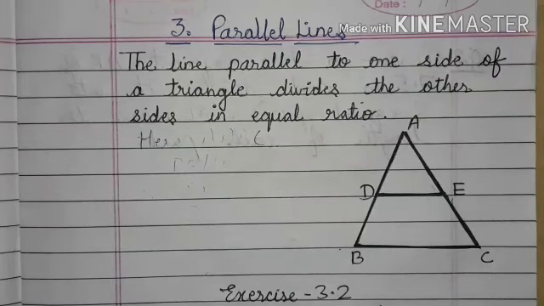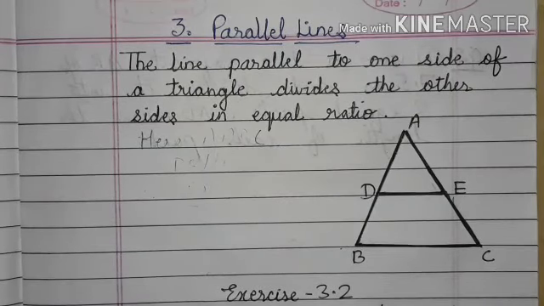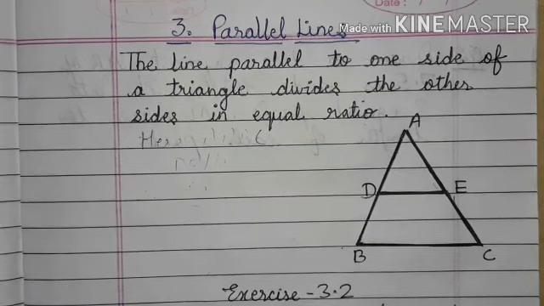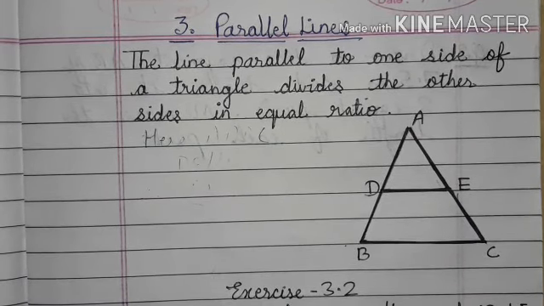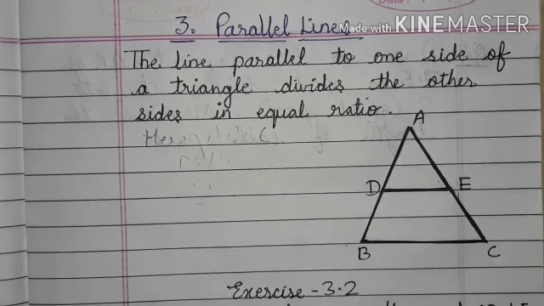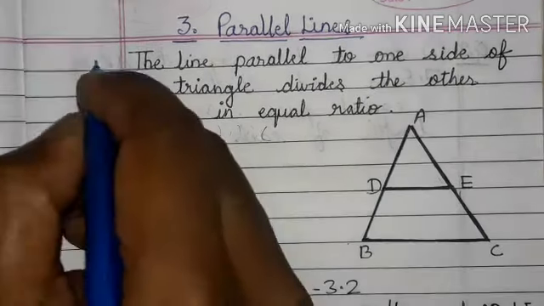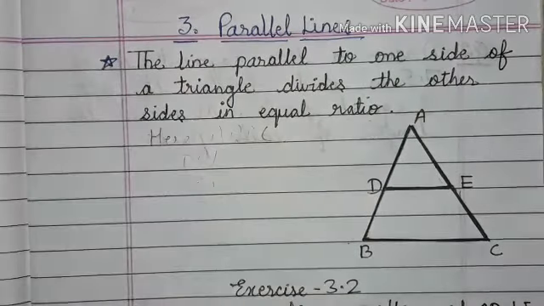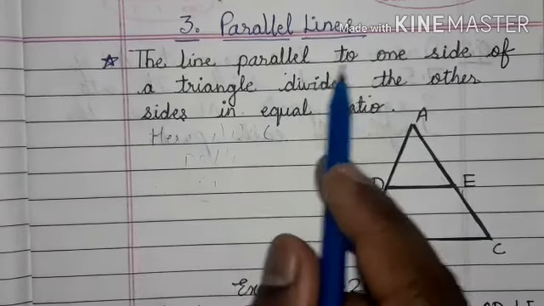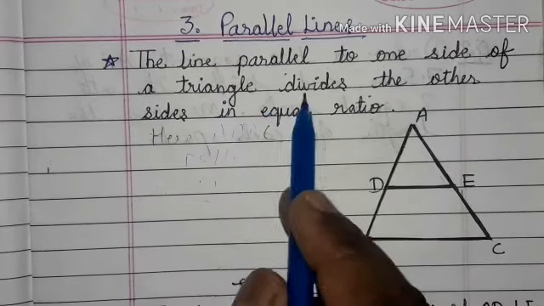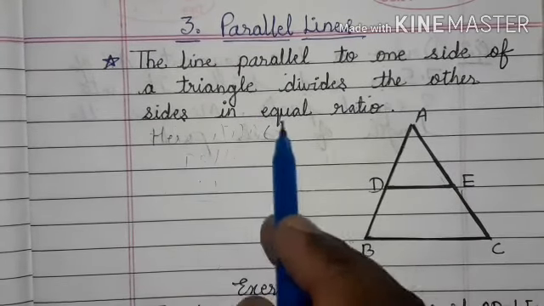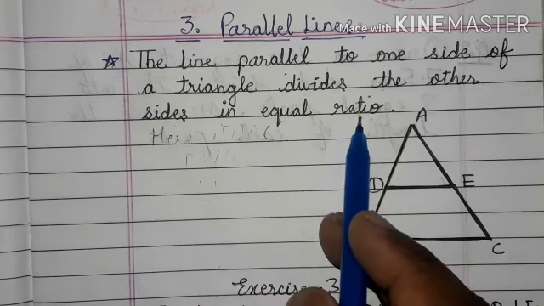Good morning to all. We are in chapter 3, parallel lines. Our first exercise 3.1 is completed. Now we have to see our next exercise 3.2. The one note is there: the line parallel to one side of a triangle divides the other sides in equal ratio.